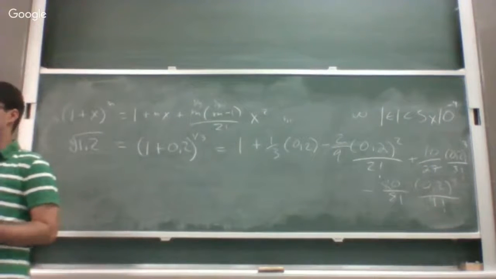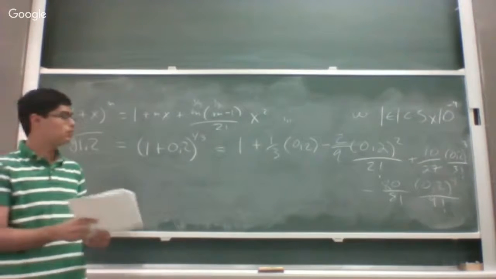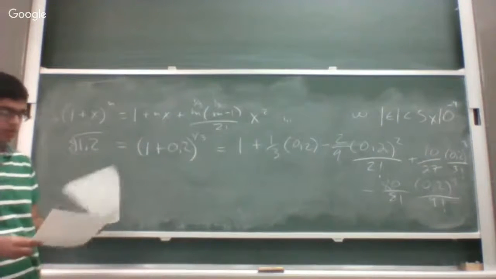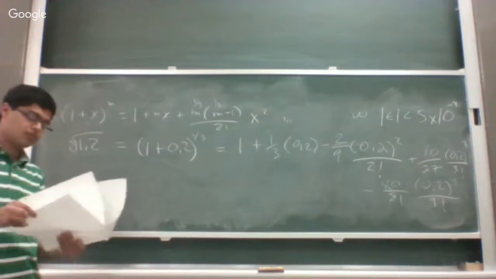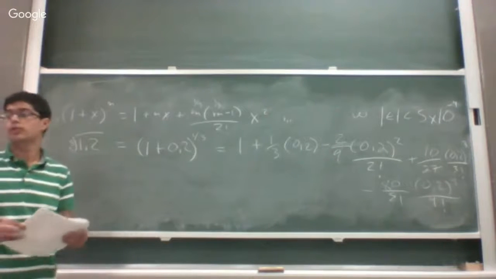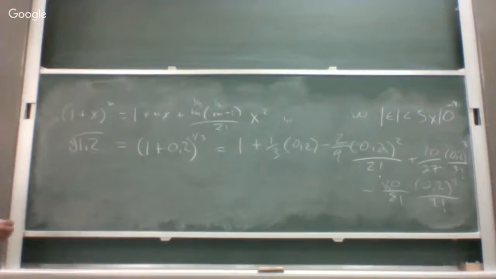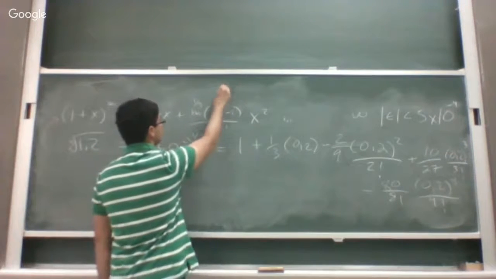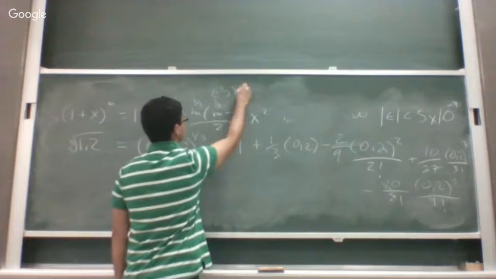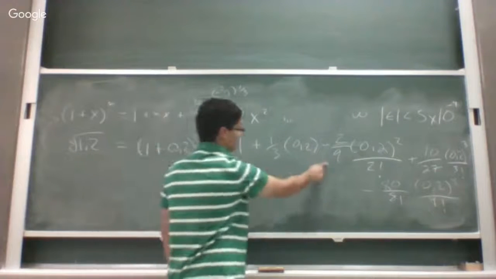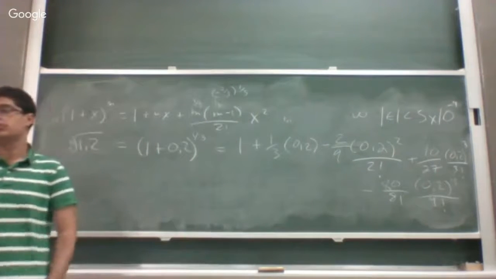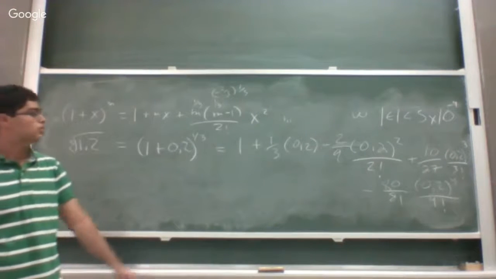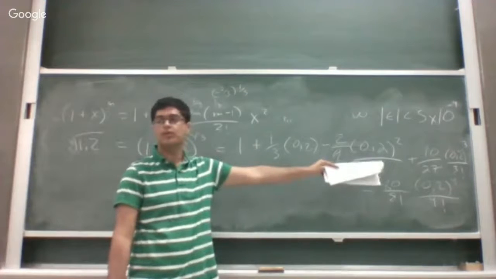Where are you getting the fraction? Because it's divided by 2 factorial, and then the next one is divided by 3 factorial, I believe. Well, this is 1/3 times negative 2/3, so you get negative 2/9. Is that what you're asking? How do I get the next one?